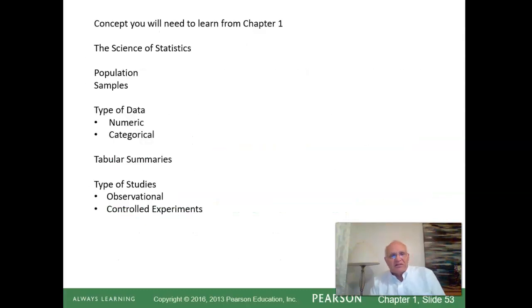Okay, we've come to the end of this chapter. Just wanted to remind you, these are the things we proposed to study in this chapter, and if you have a grasp of these items on this final chart: populations and samples, types of data, numeric and categorical, tabular summaries, and observational versus controlled experiments, you have captured what I need you most to learn from this chapter.